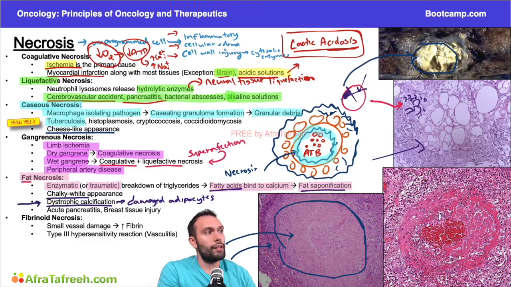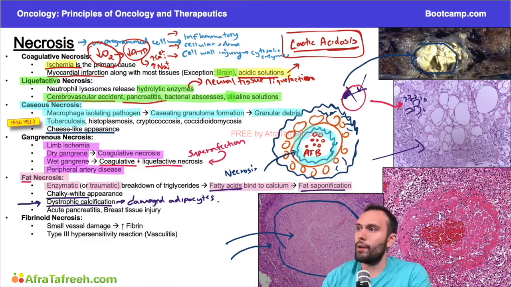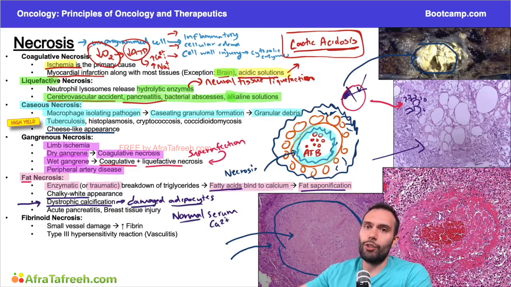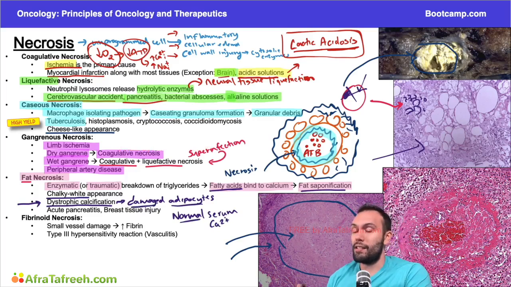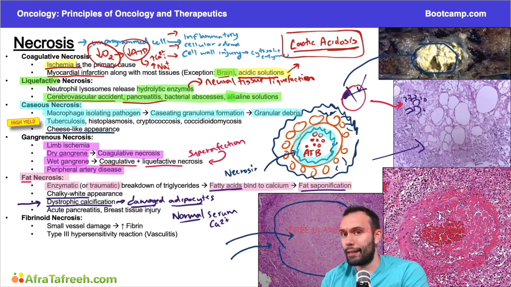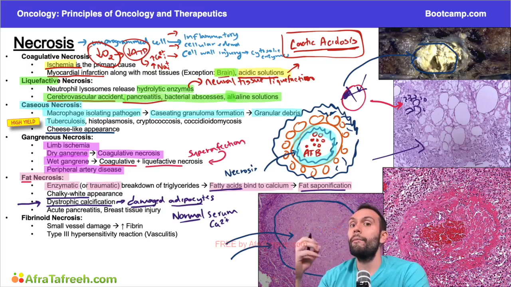The dystrophic is basically referring to the tissue. Okay, so the dystrophic is referring to the tissue. So I have a damaged tissue, that being the adipocytes, but these patients usually don't have issues with their serum calcium levels. Their serum calcium levels are normal, right? But they have damaged adipocytes, and so this calcium is then binding to all of those free fatty acids. This is the opposite of metastatic calcification, where you have abnormal serum calcium levels that are depositing into normal tissues because they're so high in the serum, and we'll talk about that. We have an upcoming video on that.